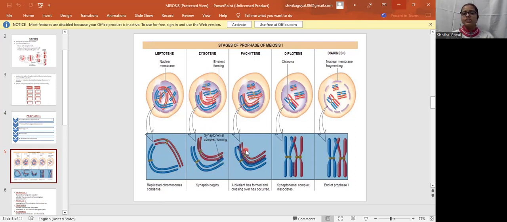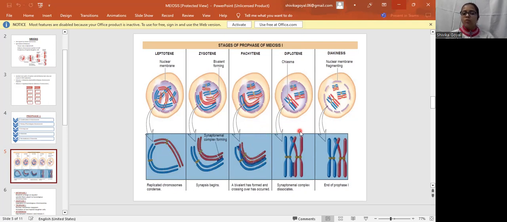Now, in the third stage, that is pachytene, there is crossing over between the non-sister chromatids of the homologous chromosomes. Now you must be wondering what sister and non-sister chromatids are. If I take this chromosome, then this arm and this arm are the sister chromatids. But if I talk about this arm and this arm, these are non-sister chromatids. So crossing over occurs between the non-sister chromatids of the homologous chromosomes in pachytene.